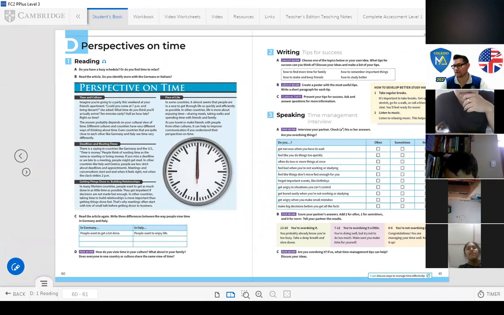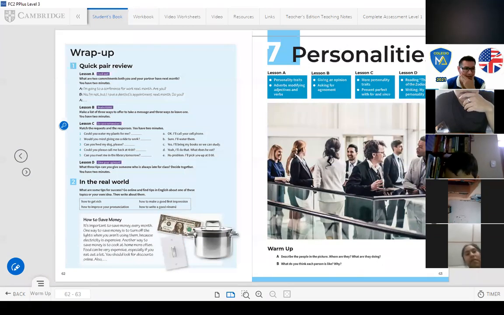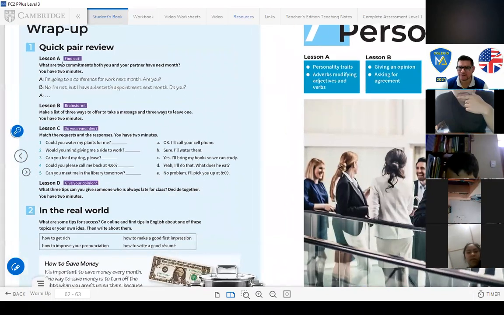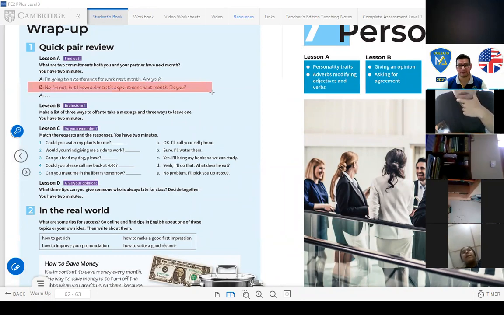Okay, now let's go to the next part, students. We were kind of delayed. Now we have to be on time. Yeah, this is the wrap up. What are you gonna do in the wrap up? Here says the quick pair review. Remember that the wrap up is like a review, right? What are 2 commitments both you and your partner have next month? For example, I'm going to a conference for work next month. Are you? No, I'm not, but I have a dentist appointment next month. Do you? We are talking about the present for future plans, right?